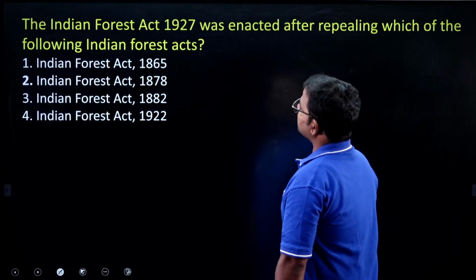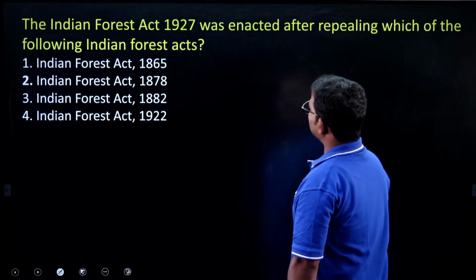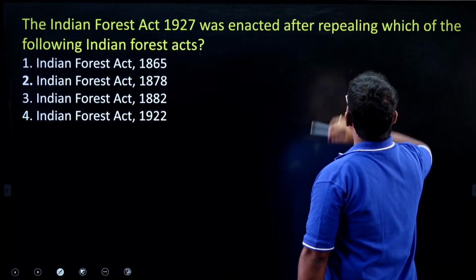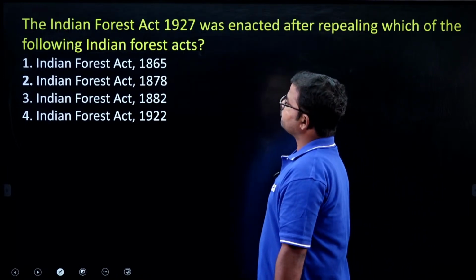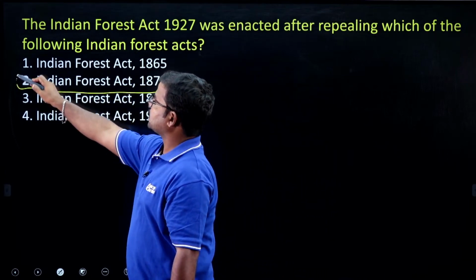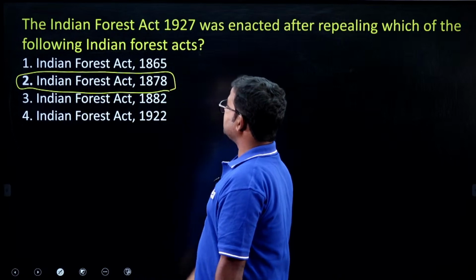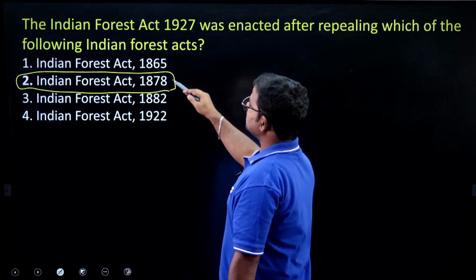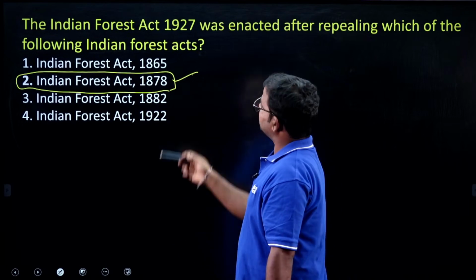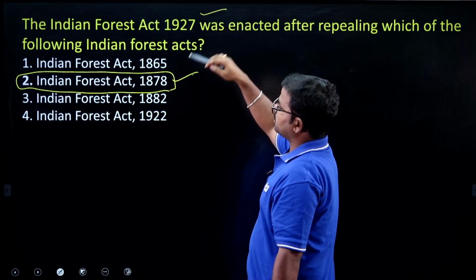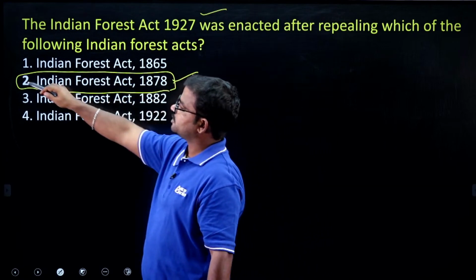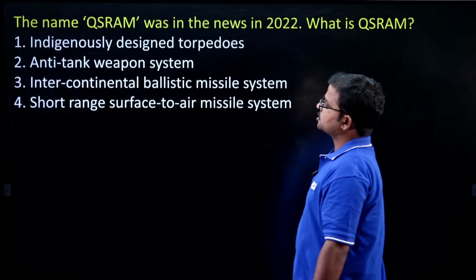Next, the Indian Forest Act 1927 was enacted after repealing which of the following Indian Forest Acts? Actually, the Indian Forest Act was introduced in the year 1878, and it was enacted again in the year 1927. So that's why here we have to consider 1878. Option 2 is the right answer.